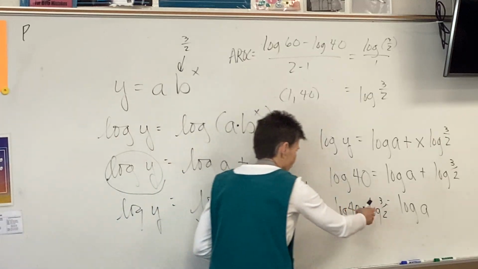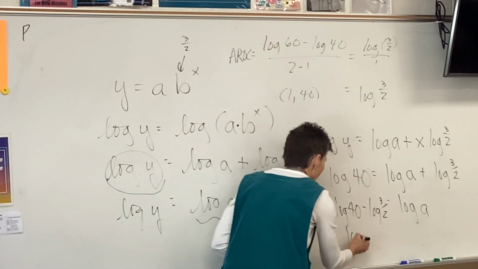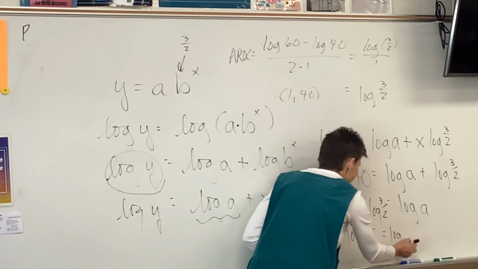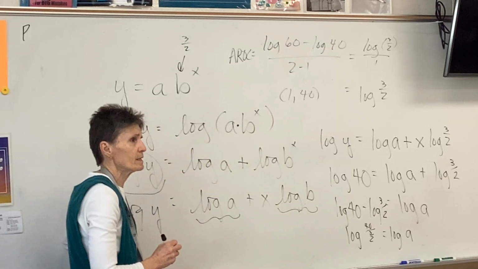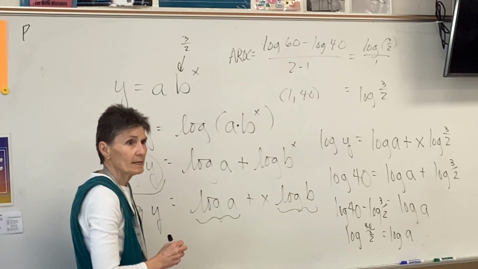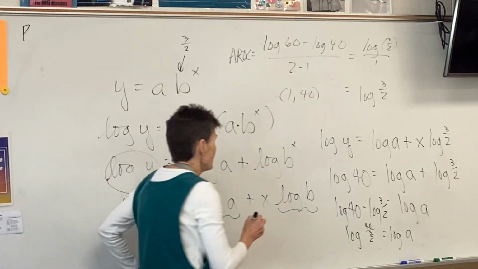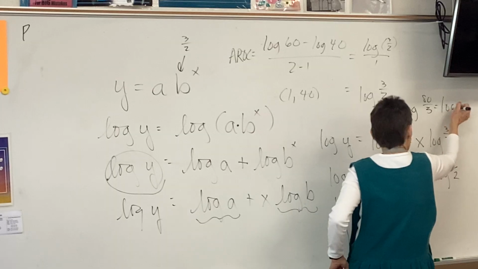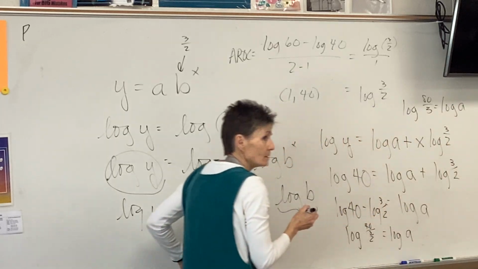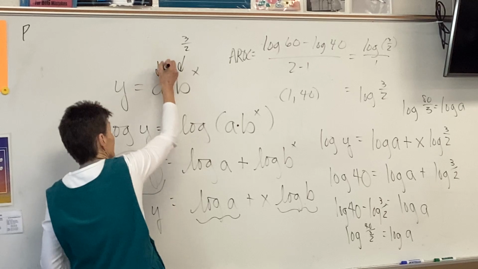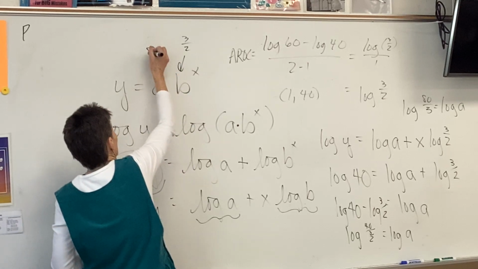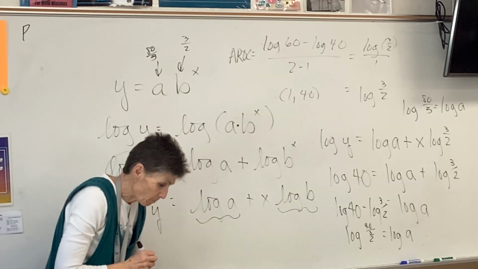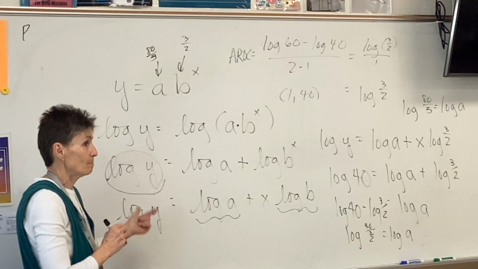What do I do with that? Divide. So log 40 over 3/2 equals log A. What's 40 over 3/2? 80 over 3. So log 80 over 3 equals log A. So what's A? 80 over 3. And you just did part B. You just found A and B.